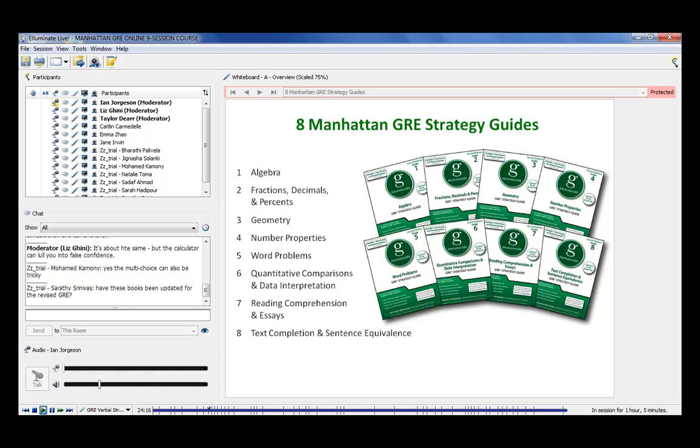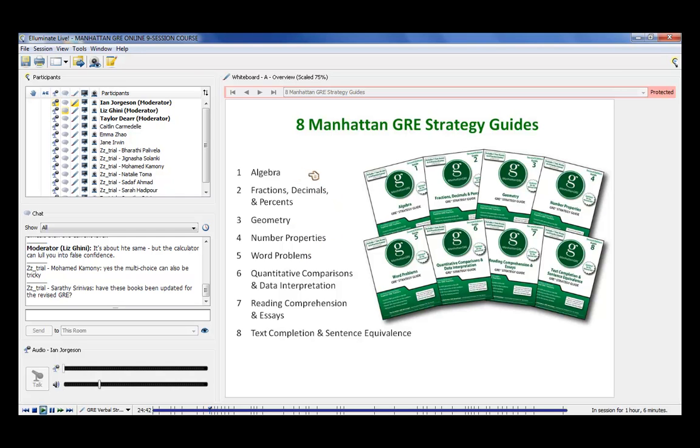Some of the math is going to stay pretty similar because the actual foundational knowledge you need to know for the GRE has stayed the same, but yes, they are updated for the revised test. 5 of the books are focused on different aspects of math, so different topics of math. And these are less question-based and more topic-based.